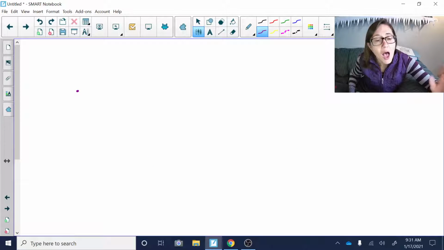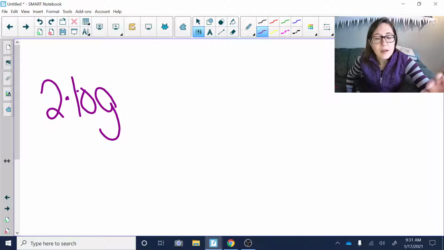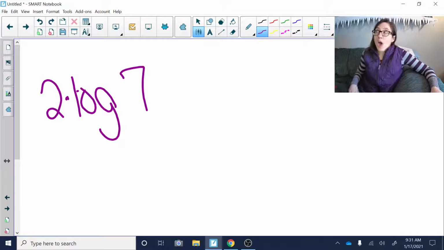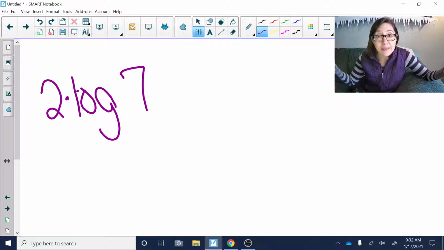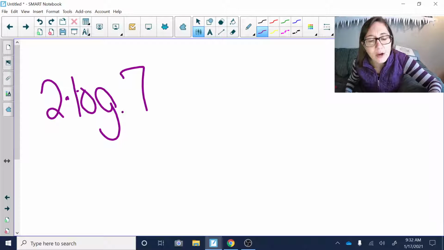Let's just do it on the page. So if we have 2 times the log of 7. Now, you might think, oh, Mrs. Freeze forgot something here. She didn't tell us what the base is. Silly Mrs. Freeze. Actually, I didn't forget because there's a base that we assume is in play if we don't mention any other base. What's the base that's the most common number that we use in our place value system? 10. Okay, so if it helps you to put it there, go ahead.